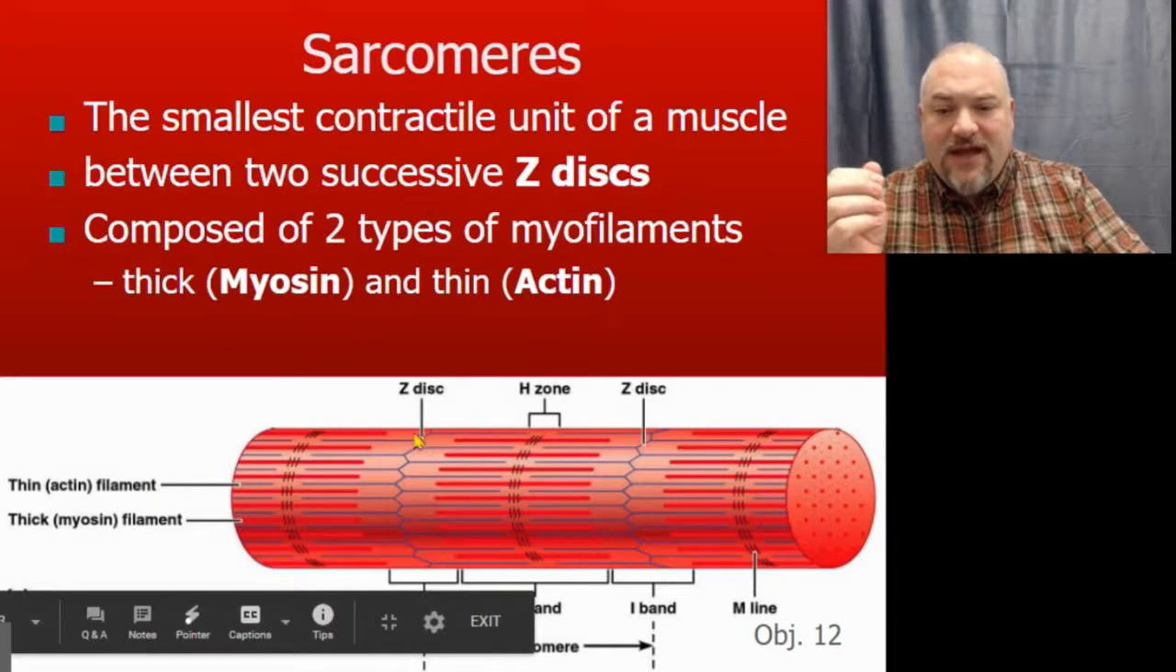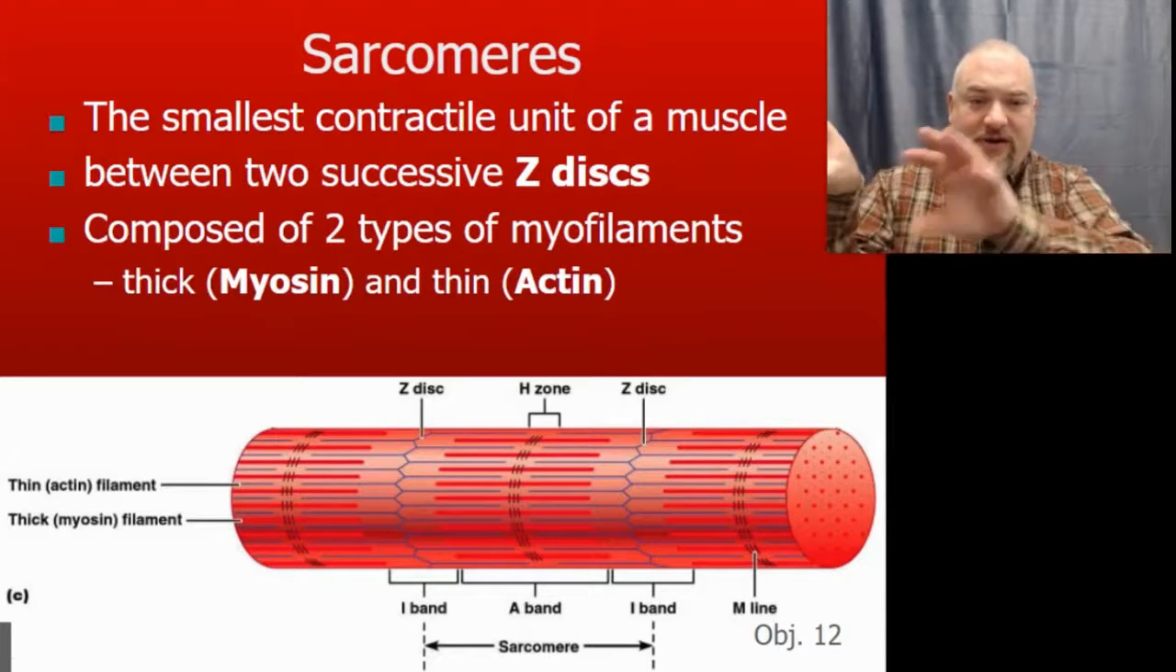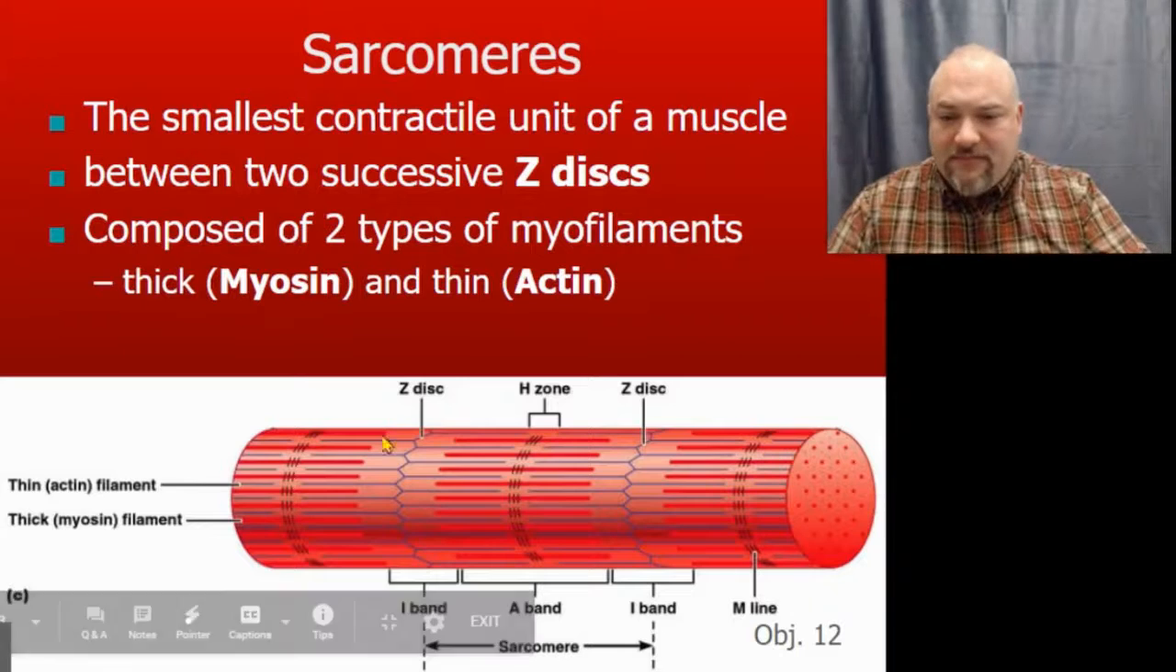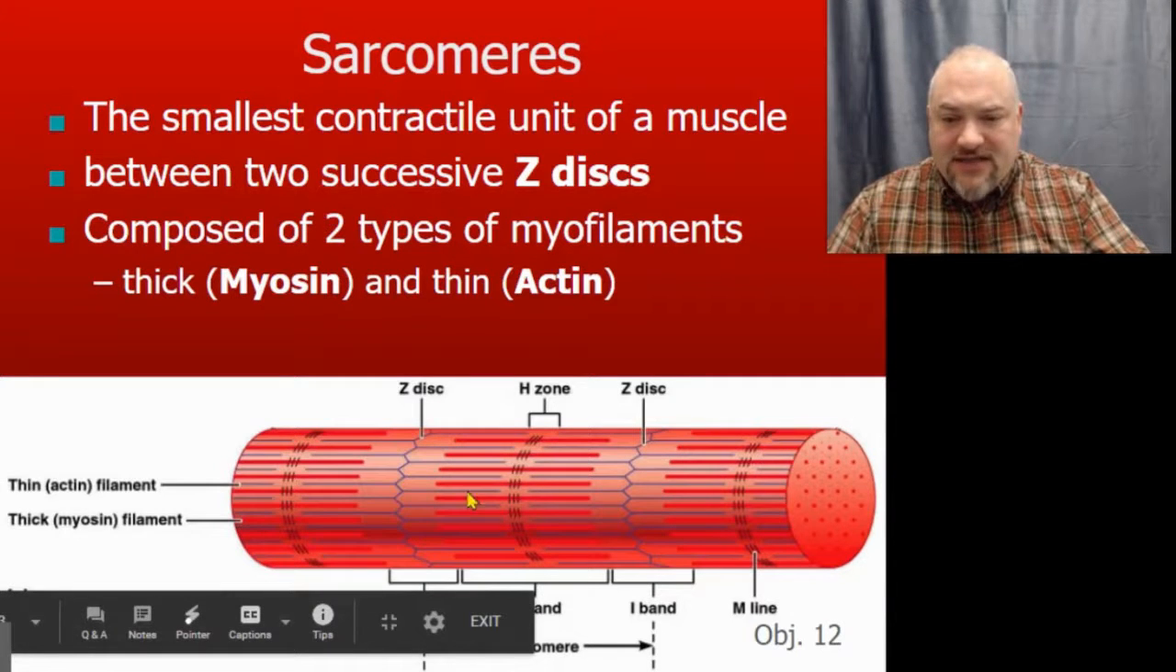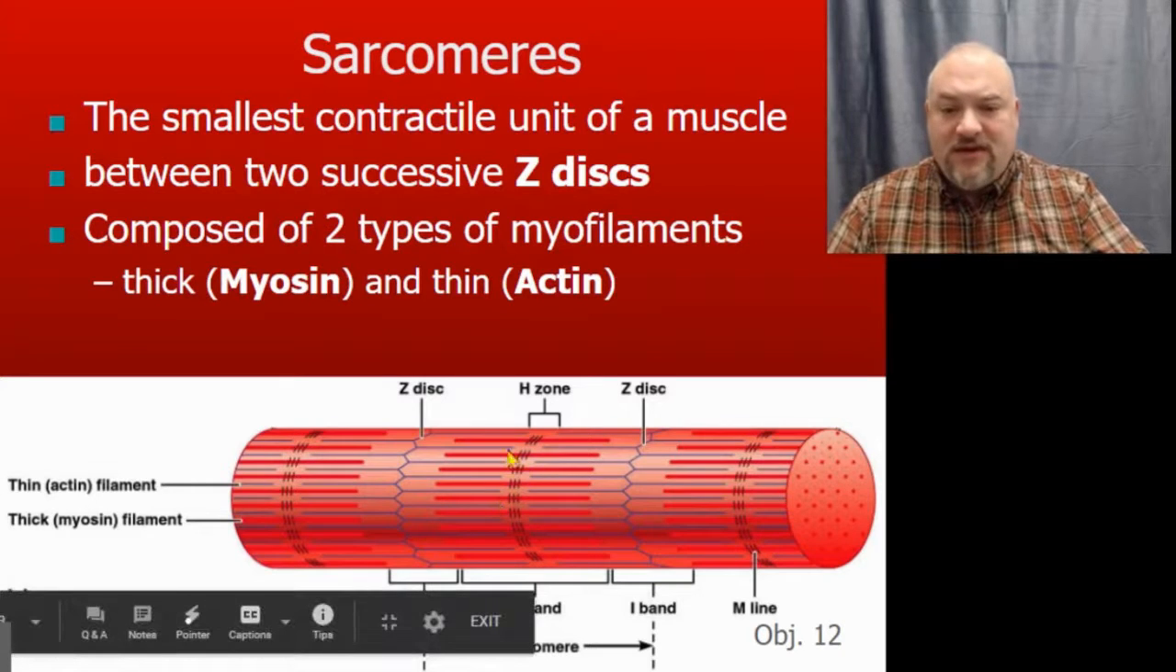And that is where they come together. That's where the two sarcomeres, one over here and one here, bind up at this point. And then we've got these thick red ones here called thick filaments. Those are myosin, and those are in the middle of the sarcomere.